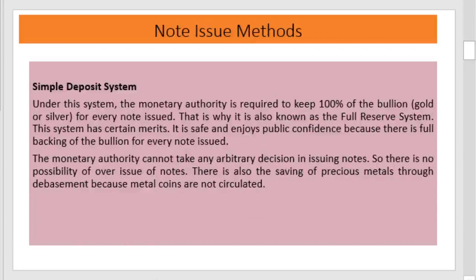Under this system, the monetary authority is required to keep 100% of bullion, gold or silver, for every note issued. That is why it is also known as the full reserve system. This system has certain merits. It is safe and enjoys public confidence because there is full backing of bullion for every note issued. The monetary authority cannot take any arbitrary decision in issuing notes, so there is no possibility of overissue of notes. There is also saving of precious metals through avoiding debasement because metal coins are not circulated.